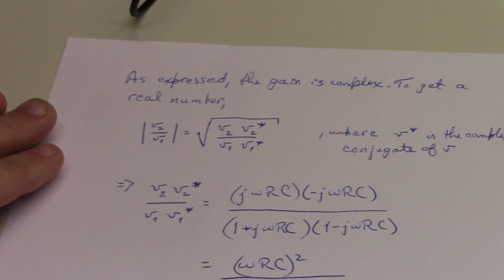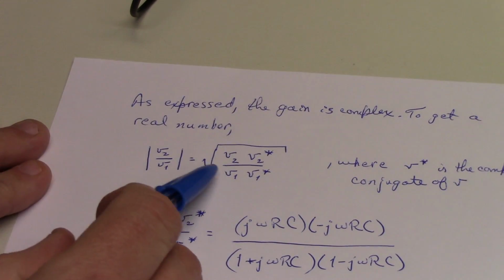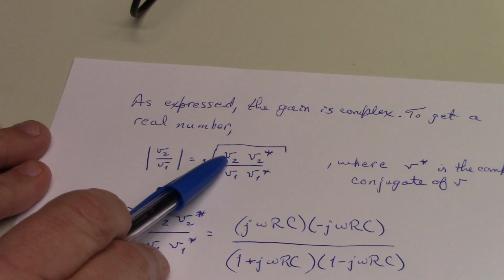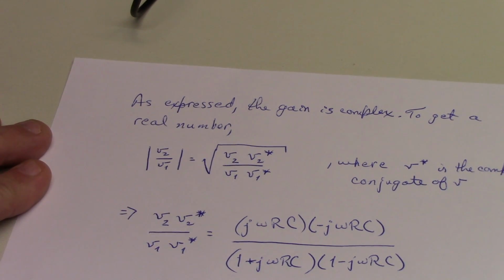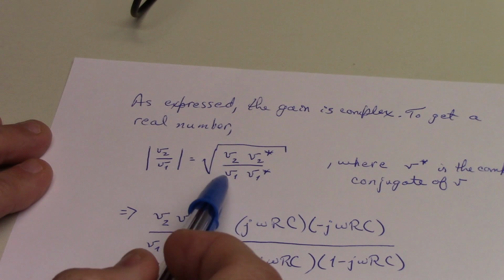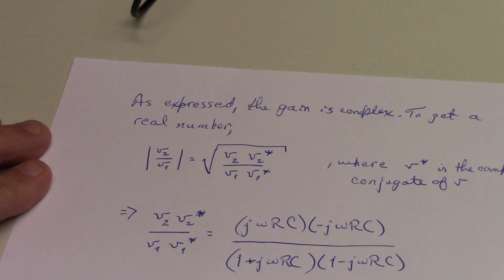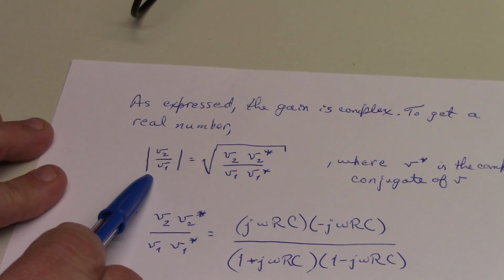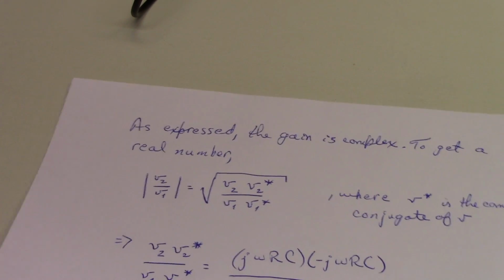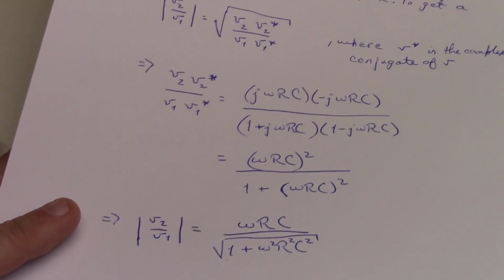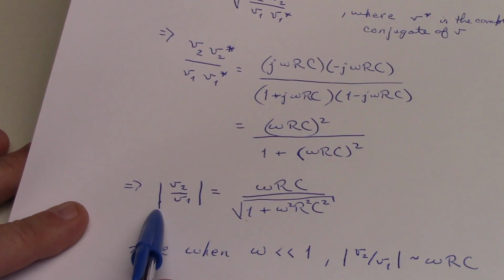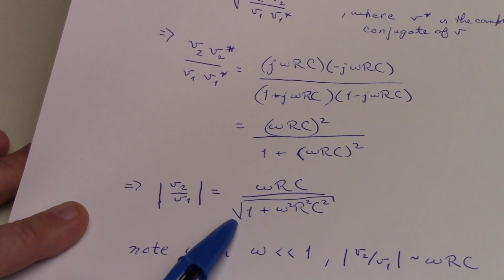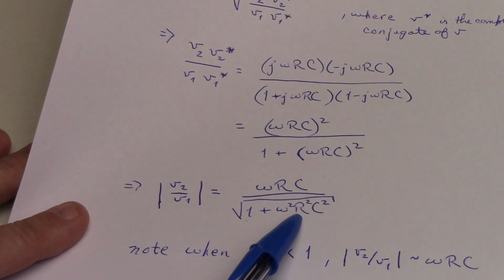In order to make this real, we take the complex conjugate and we multiply it by itself, so V2 times V2 star, where the star denotes complex conjugation. And we divide it by V1 times V1 star, and then we take the square root of that. And so this is a way of taking the absolute magnitude of V2 over V1. Well, when we do that, there's a little bit of algebra involved, but we come out with an expression of omega RC over the square root of 1 plus omega squared R squared C squared.